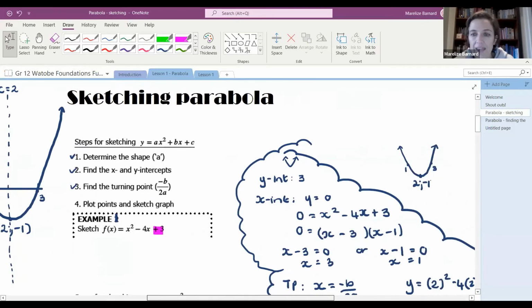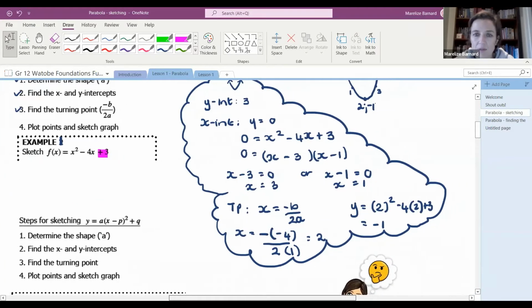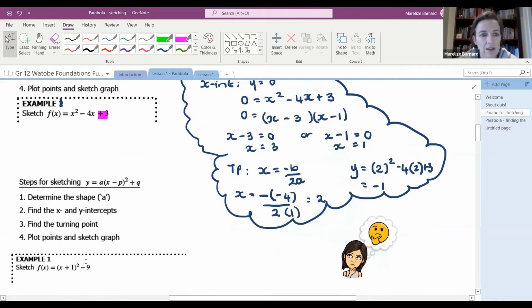I will go back for a second to our thinking bubble, where we did all the working out. And like Ms. Coco says, you are welcome to take a screenshot of what we have just done. Then we can carry on to looking at sketching our parabola when it is in turning point form. That first one was in standard form. This is turning point form.